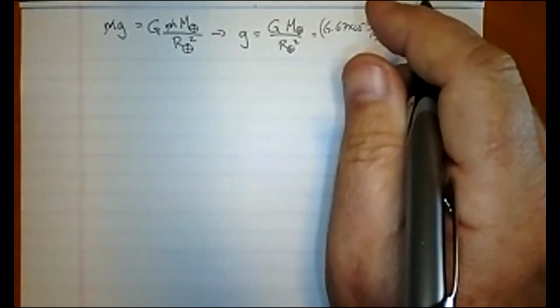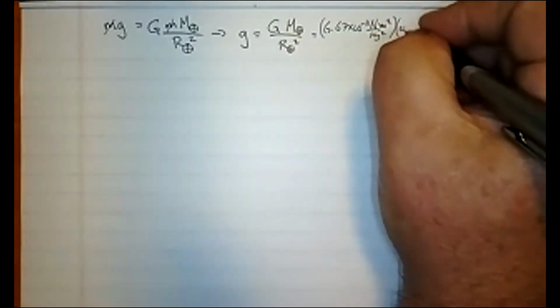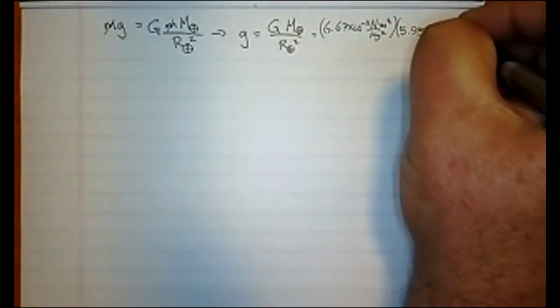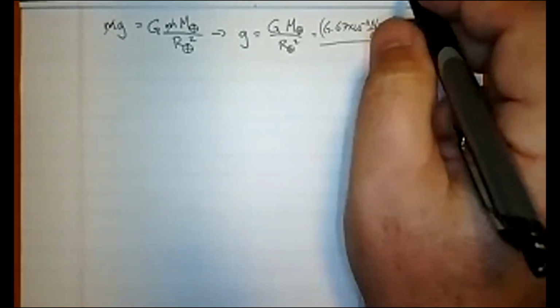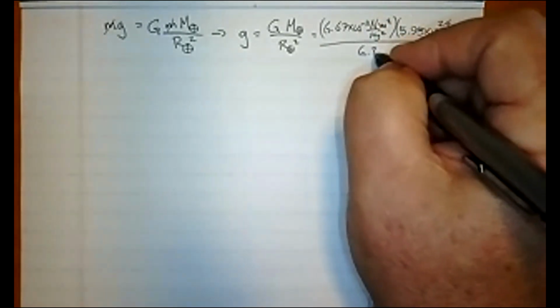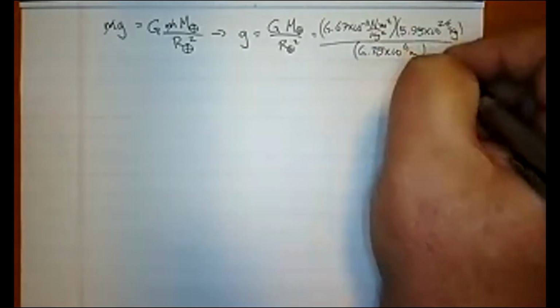Let me double check on this real quick though. Sorry, 5.98 times 10 to the 24th kilograms. And then of course we know the radius is 6.38 times 10 to the 6 meters, and that's going to be squared.